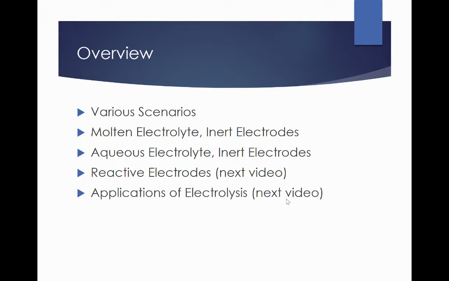Now we'll look at a few things today. We will look at the various scenarios in which electrolysis has as a chapter. The first kind will be on molten electrolytes with inert electrodes, followed by aqueous electrolyte and inert electrodes. We probably will look at reactive electrodes as well as the applications of electrolysis in the next video.